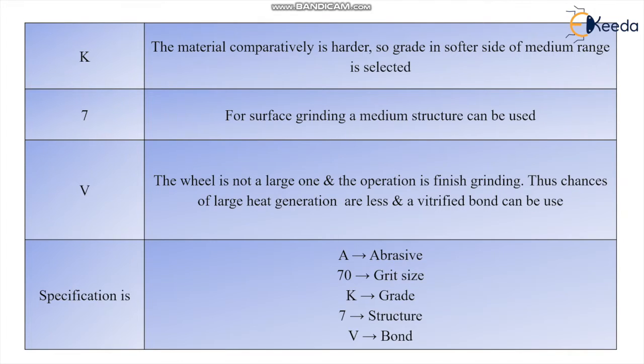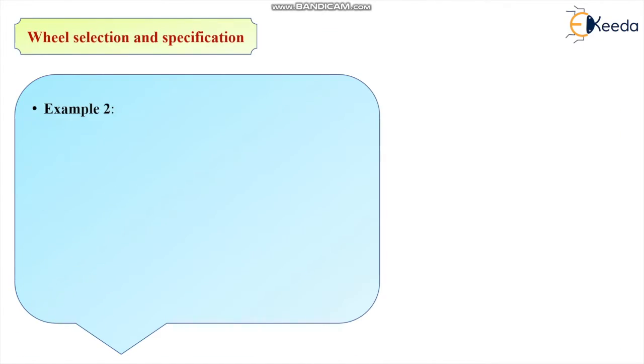Okay, so in totality, finally, if you look at the full recommendation of this grinding wheel, or the correct specification or designation of the grinding wheel, then the wheel will have the specification capital A 70, capital K 7V, where A is for abrasive, 70 is grid size, K is grade, 7 is structure, and V is the bond, vitrified bond. Okay, so this is how we can think to select the appropriate grinding wheel for a given operation. Okay, let us see example number 2.